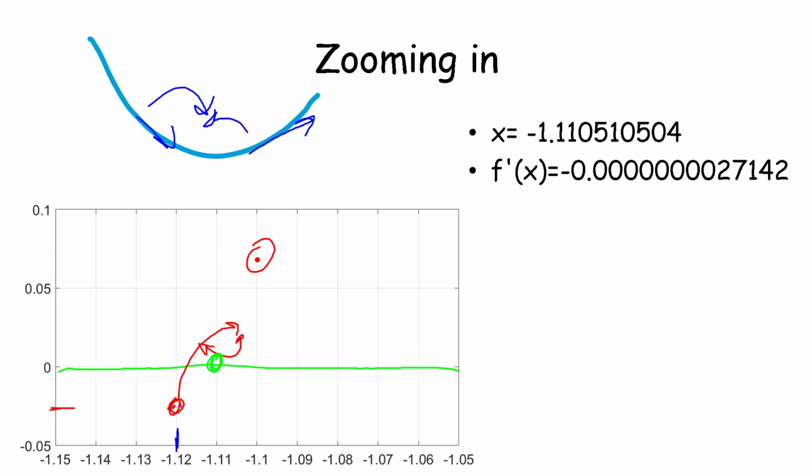For this example, when I followed this process many steps, I got to this value of x. And even that is an approximation. It is not an exact answer. The derivative at that point is fairly close to 0. It is this value.